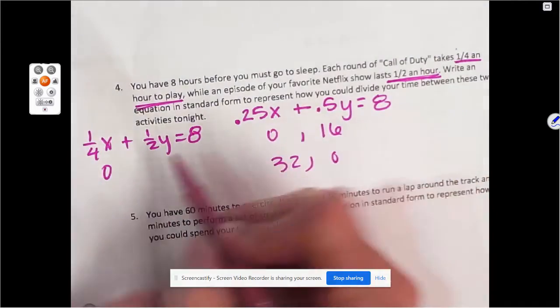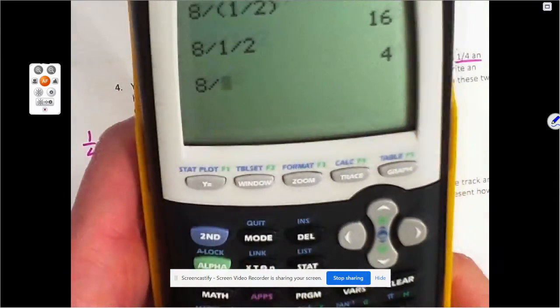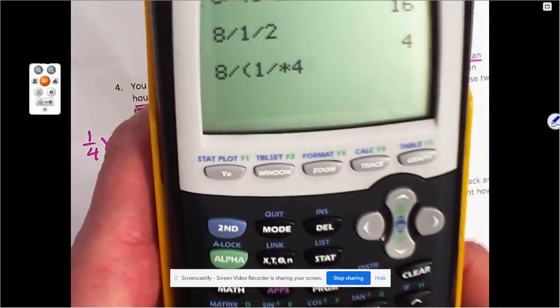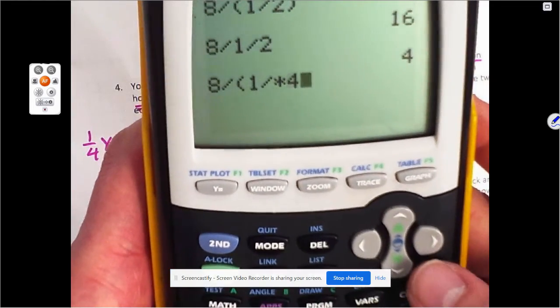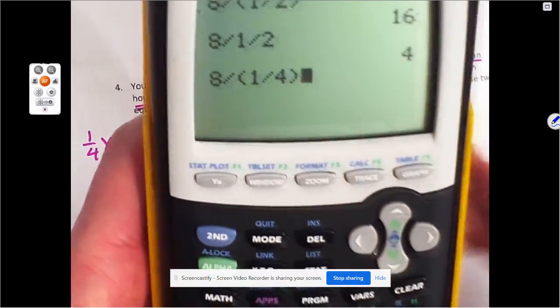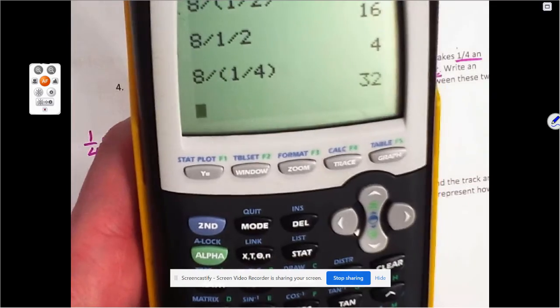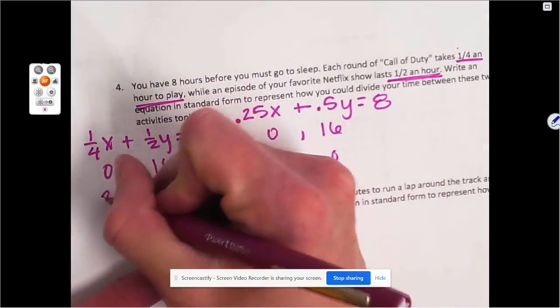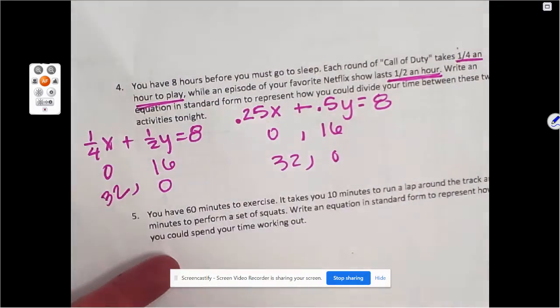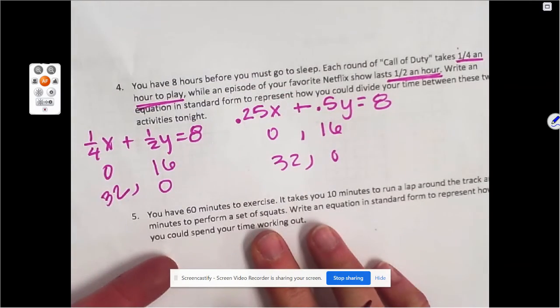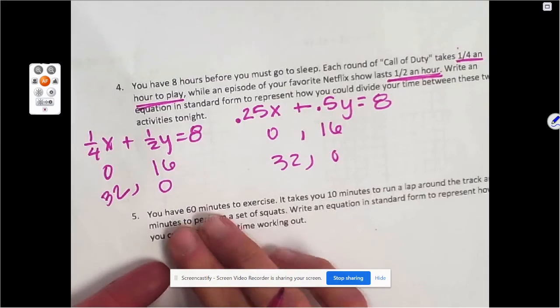Okay, so same thing here. If you're trying to do 8 divided by 1/4, you got to put 1/4 in parentheses. Enter 32. Okay, so that might have been the problem with number 4. Did somebody say they needed 60? Number 5? Yes. Okay.